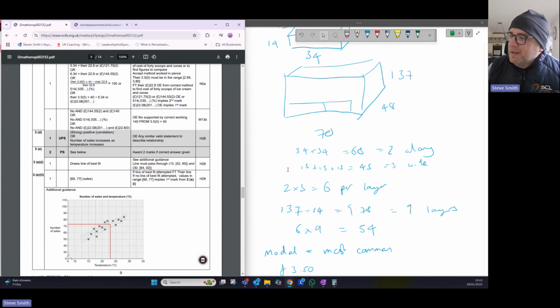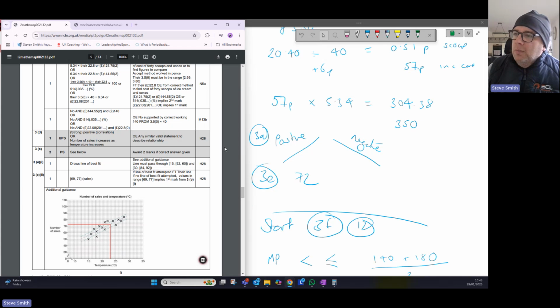So 3D was, is it a positive correlation, a negative correlation? It was going up from left to right, therefore it's a positive correlation. It doesn't have to have the word strong in there. You could have just written positive, and I wrote correlation, but again, it's showing you don't need the word correlation. You can just put positive.